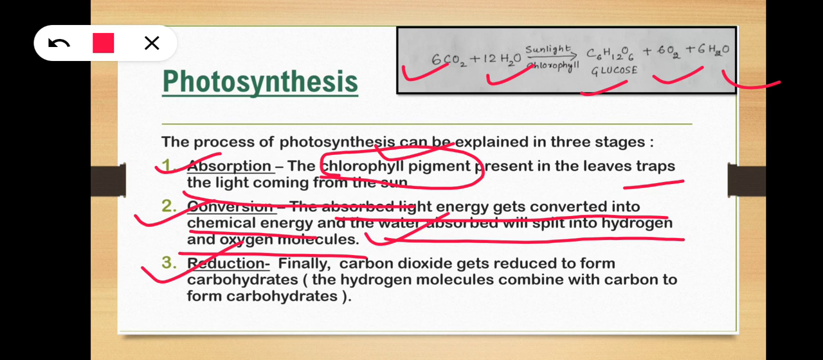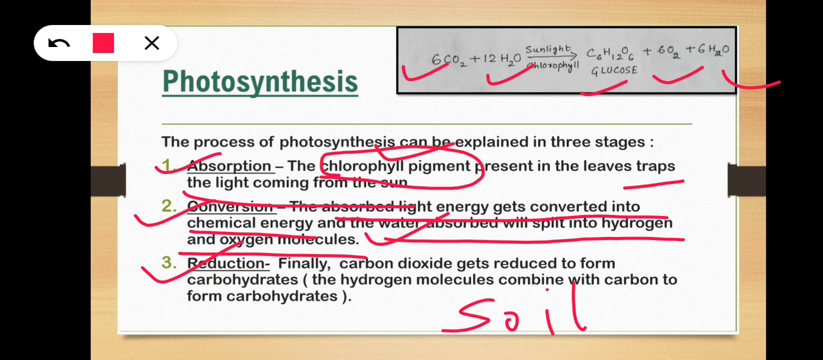Now the question is, where does this water come from? This water actually comes from the soil. So what happens in the conversion stage? The absorbed light energy gets converted into chemical energy, and the water splits into hydrogen and oxygen molecules. That's why this stage is called the conversion stage.